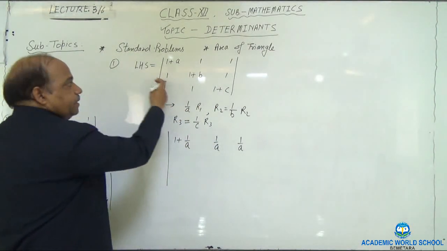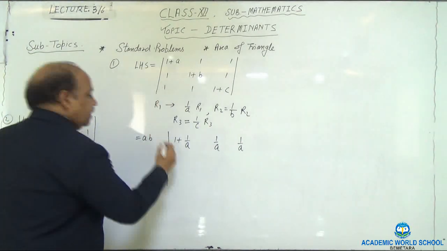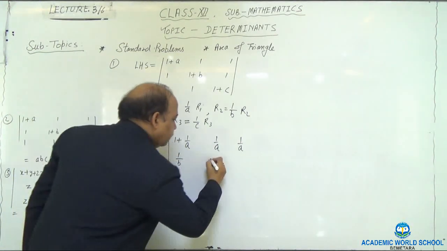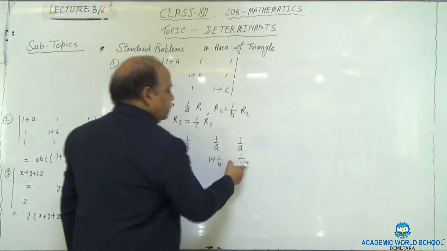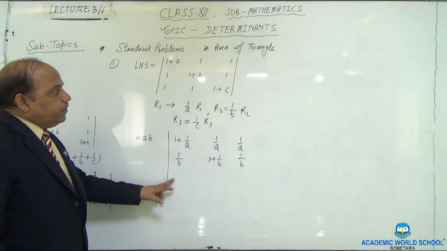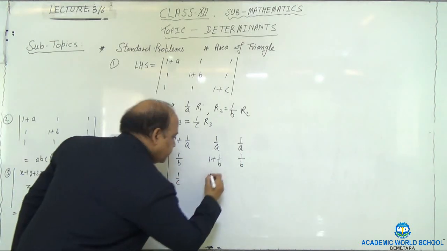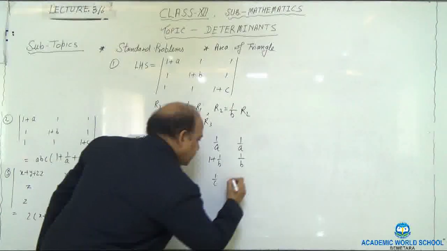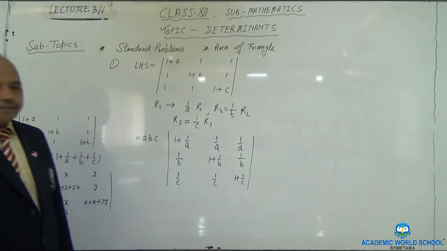From here we are taking B common. So B is brought outside, and this will become 1 upon B, 1 plus 1 upon B, 1 upon B. You can see that. Similarly, in the third row we are taking C common, so it will become 1 upon C, 1 upon C, 1 plus 1 upon C. This is what we got.